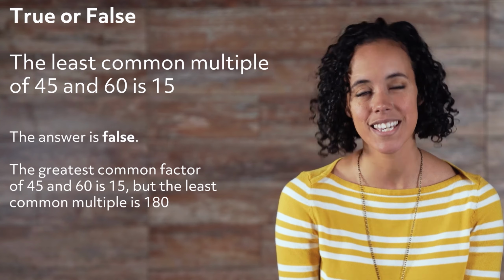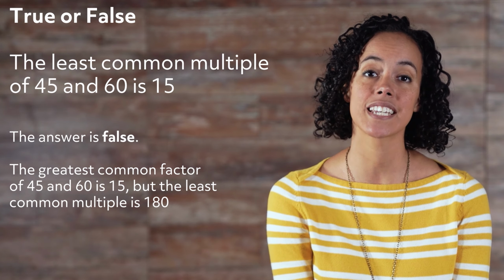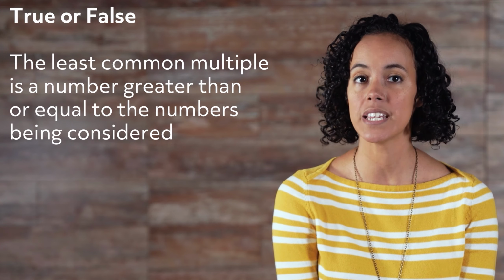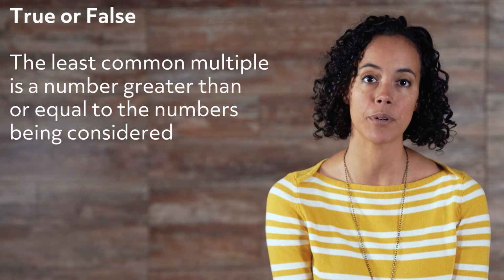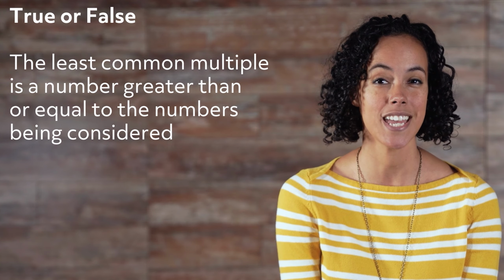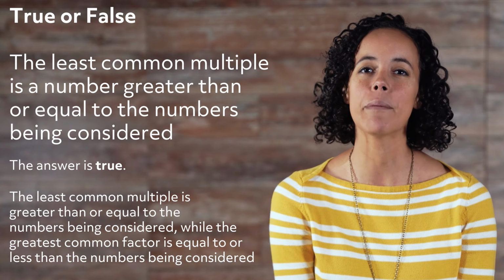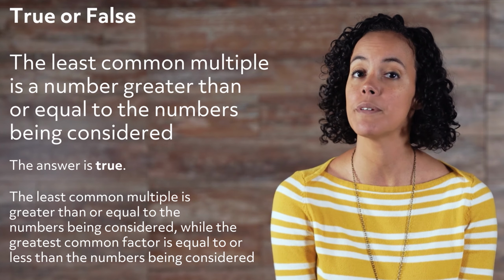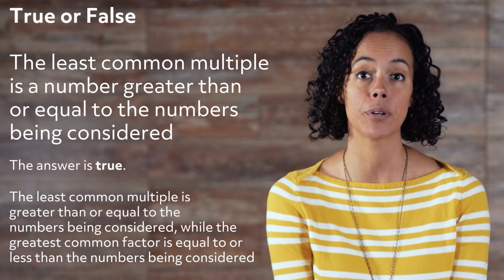Let's wrap up with a couple of true or false review questions. Number 1. The least common multiple of 45 and 60 is 15. The answer is false. The greatest common factor of 45 and 60 is 15, but the least common multiple is 180. Number 2. The least common multiple is a number greater than or equal to the numbers being considered. The answer is true. The least common multiple is greater than or equal to the numbers being considered, while the greatest common factor is equal to or less than the numbers being considered.